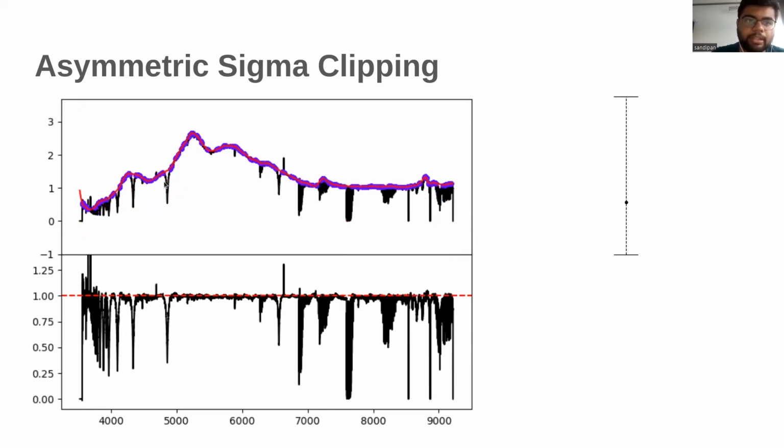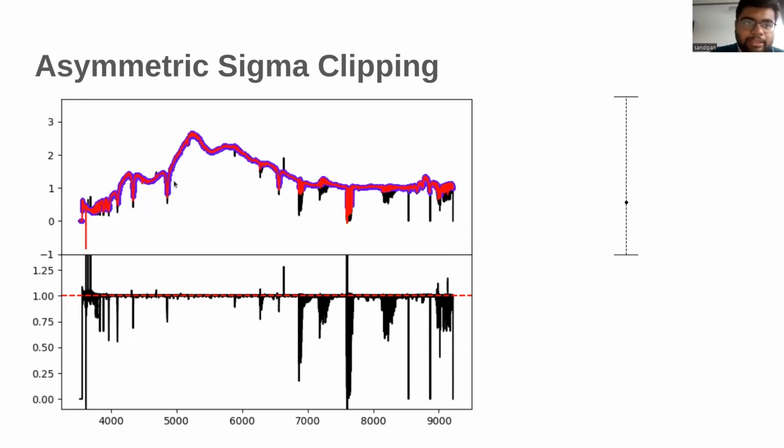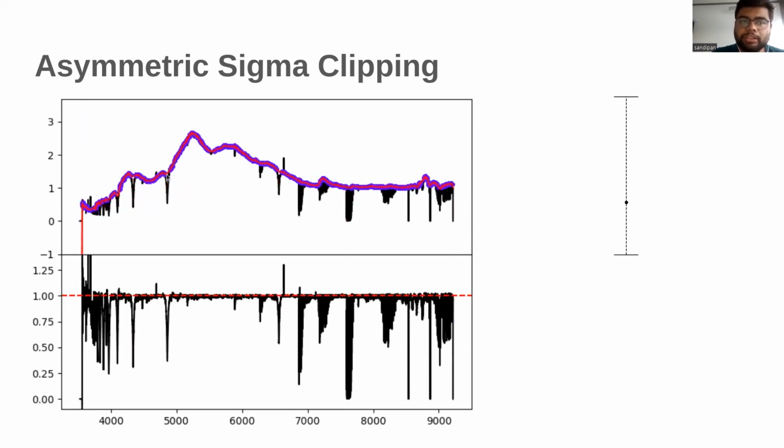If you can see in the GIF, after a few iterations, it will start tracing the continuum quite well, and you can use this to remove the continuum. And below is something what's called the continuum normalized spectra, which we can then use for further analysis.